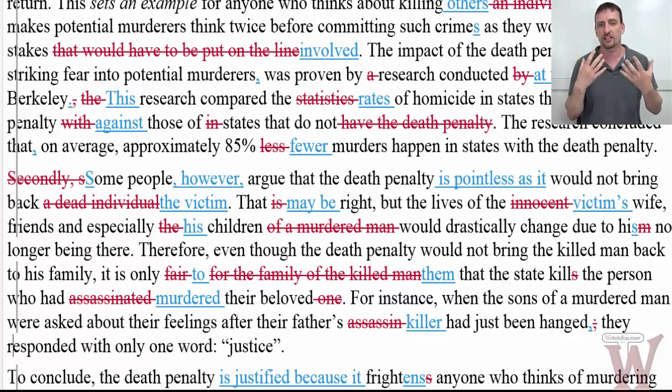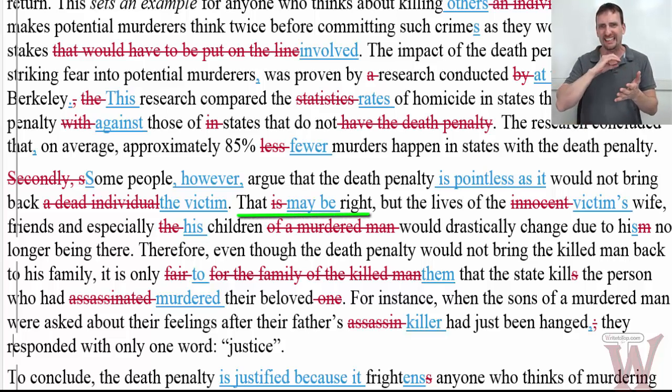Is the death penalty a just punishment? Well, other people might say it's not because it's pointless. It doesn't fix anything, right? That's what he has to say here. "A dead individual": why not use different vocabulary now? "The victim." He hasn't used it yet, so he can use it here now. The victim.